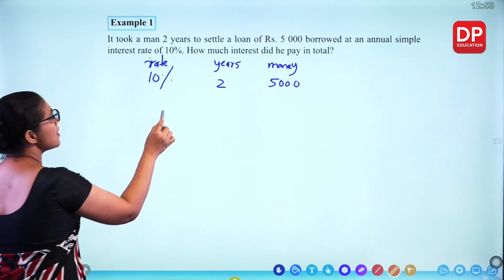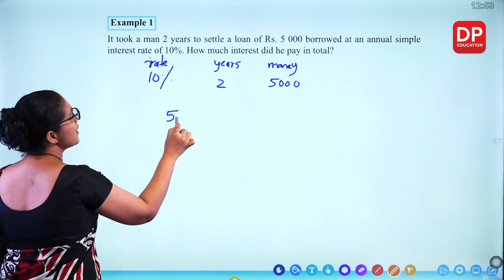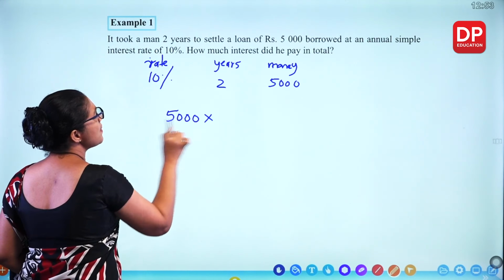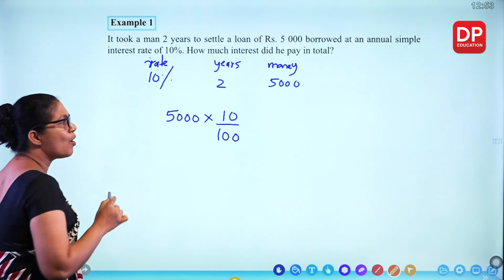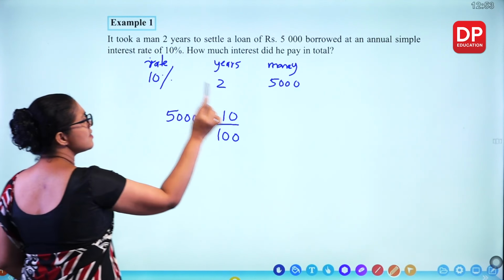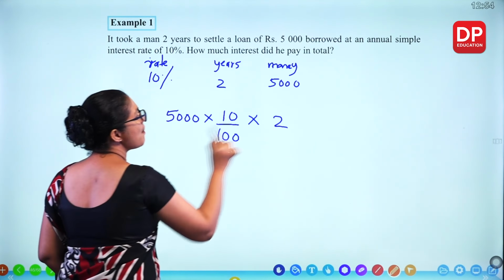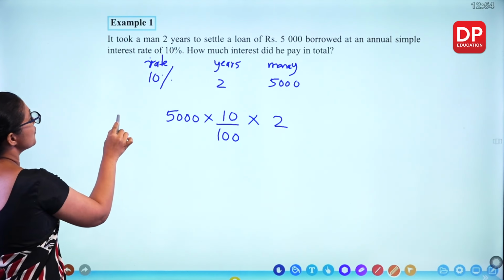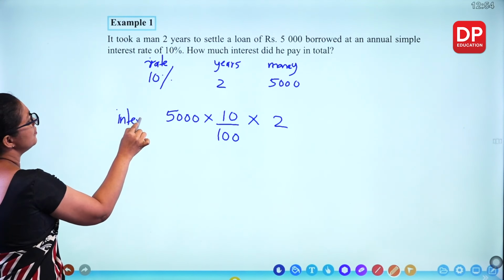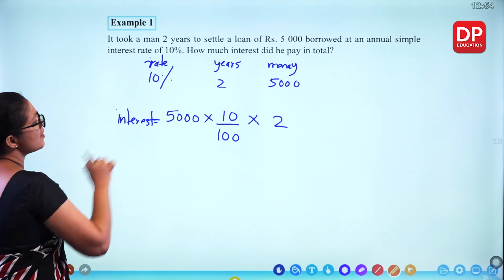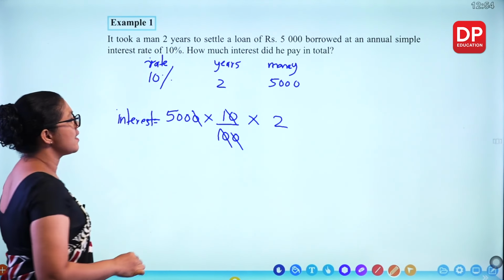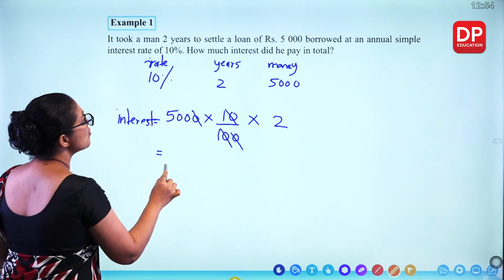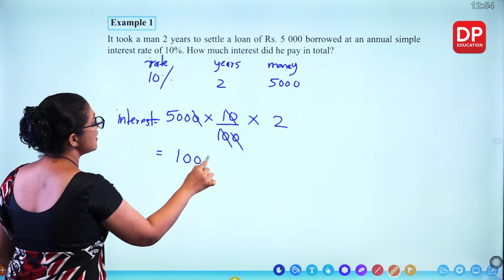So first, 5,000 rupees, 10% interest, 10 over 100. This is for 1 year. This is for 2 years, so you have to multiply by 2. So interest is equal to this value. The zeros get cancelled out, and 2 times 500 is 1,000 rupees.